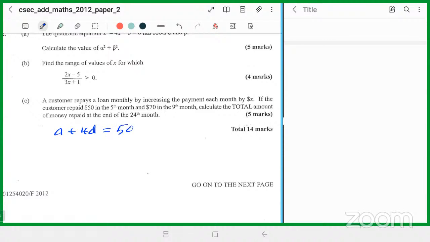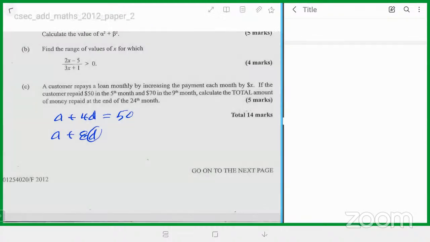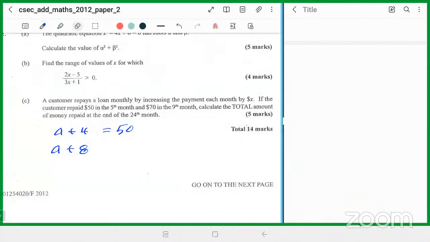I don't have to put the dollar sign on it. The ninth payment: he pays $70 in the ninth month. The ninth payment is A plus 8D. D is the amount that you're increasing by. I could have put X right here instead of D, because X is the amount that it increases by every time. But I can still just call it D to work it out. This equals $70.